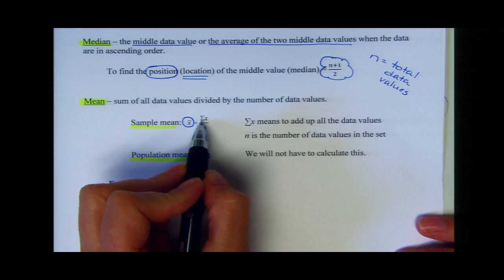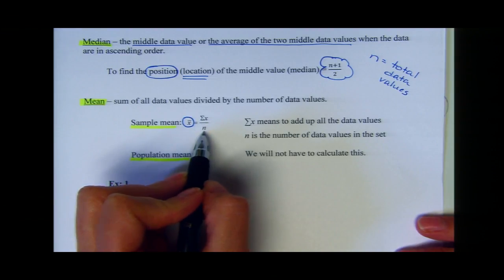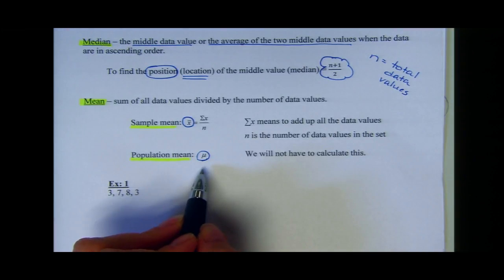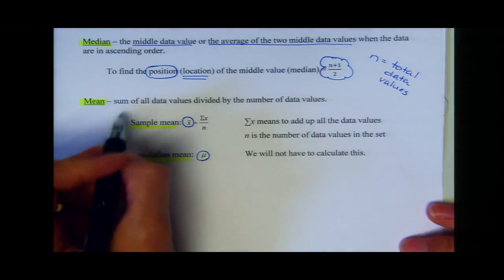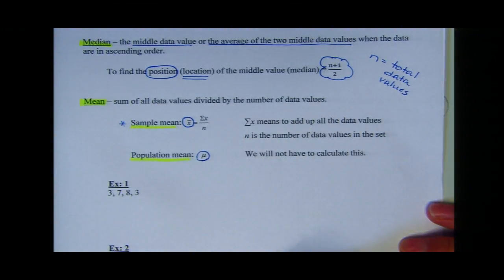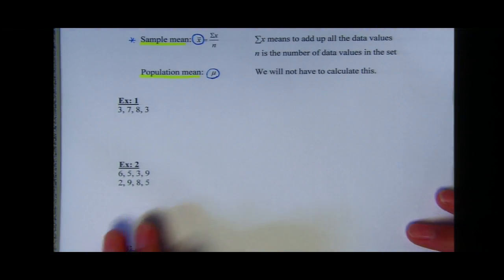This symbol right here means the summation. It just says to add up all the x values and divide by the total number of values. The same formula would be used for population. It's just that we do not typically have to calculate the population mean. What we will calculate is the sample mean. So let's take a look at 3 examples that I have down here. I just wanted to do some small sets of numbers so we could get familiar with this.